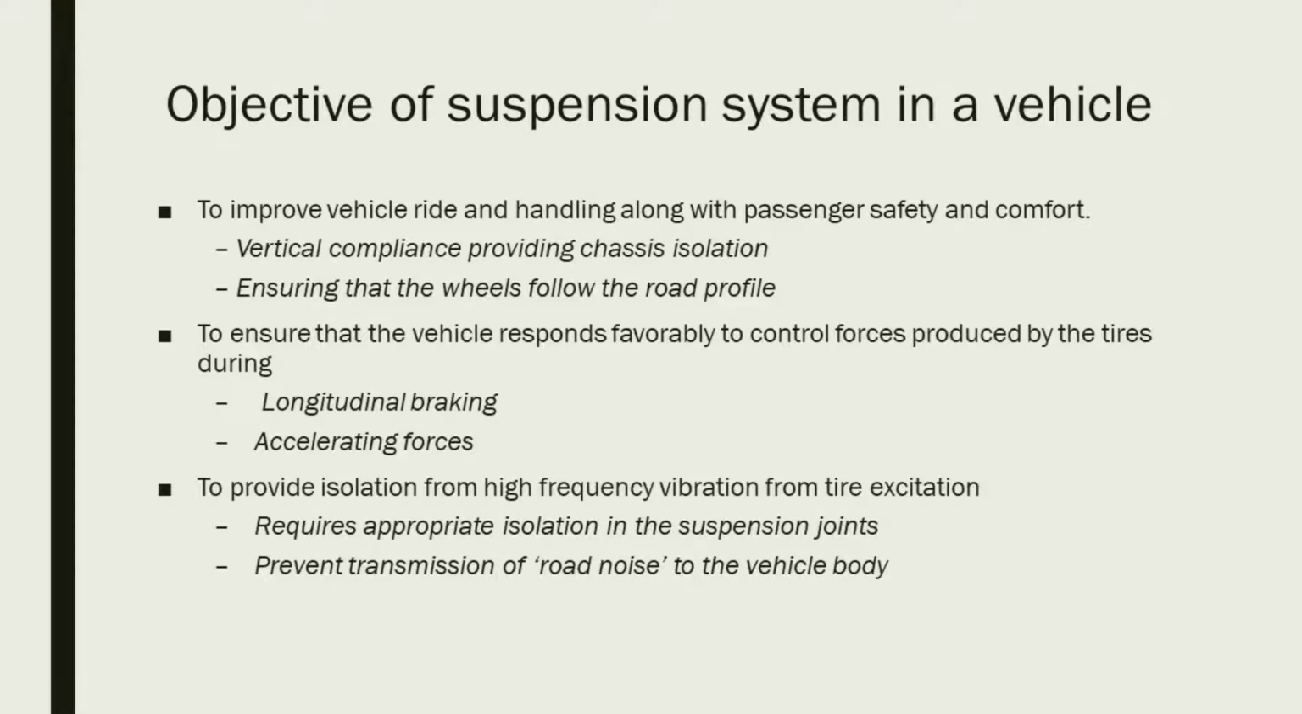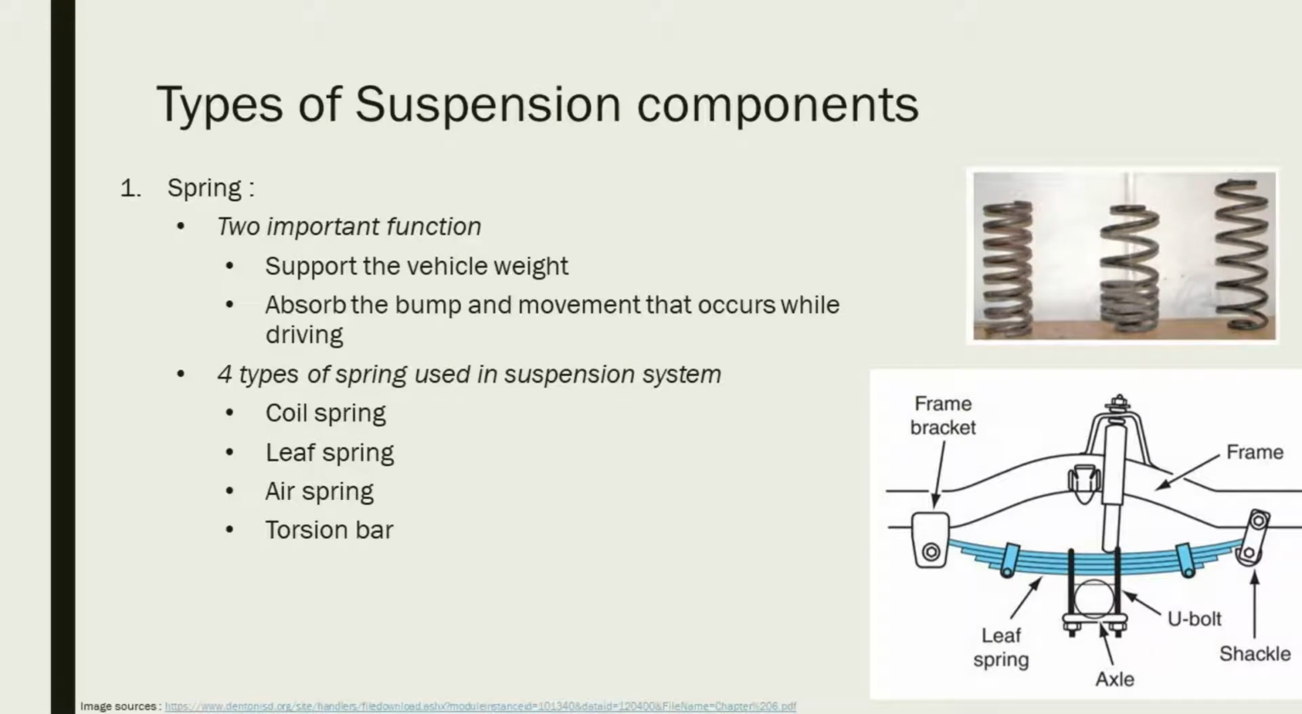So now we will talk about the types of suspension components which we use in suspension design. First is spring and the second is shock absorbers. So in springs there are two important functions. First one is it supports the vehicle weight and absorbs the bumps and movement that occur while driving. There are normally four types of springs which we use in suspension system. First is coil spring, then leaf spring, air spring, and the fourth is torsion bar.